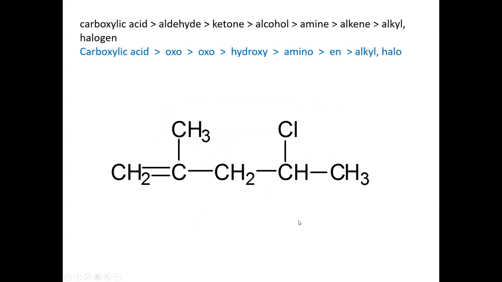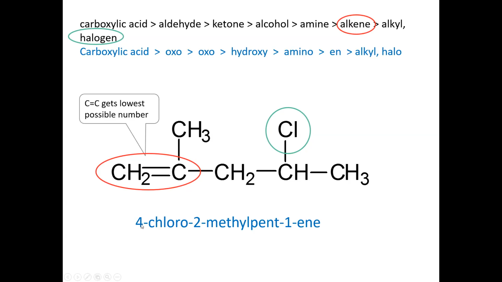Here's an alkene with a chloro. So this is something you've come across before. So the alkene trumps the halogen and therefore gets the lowest possible number. So it would be 4-chloro-2-methylpent-1-ene. The alkyl side chain and the chloro are on the same priority list, so there's no difference there. We just put them in alphabetical order. That's why chloro is ahead of methyl because of the alphabetical order.